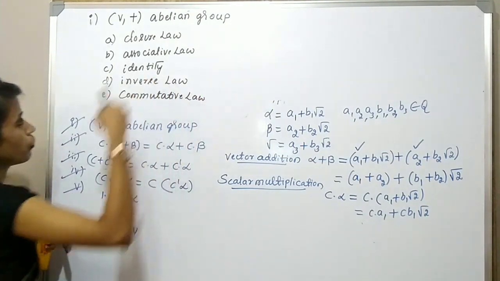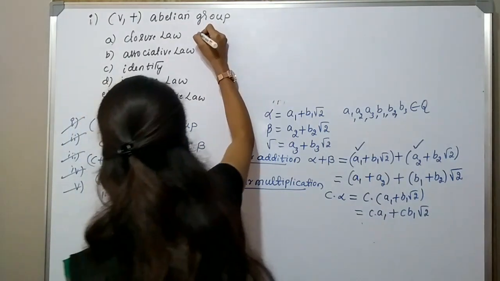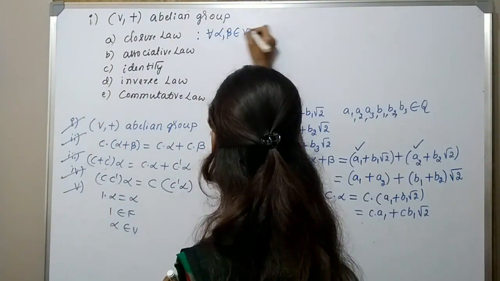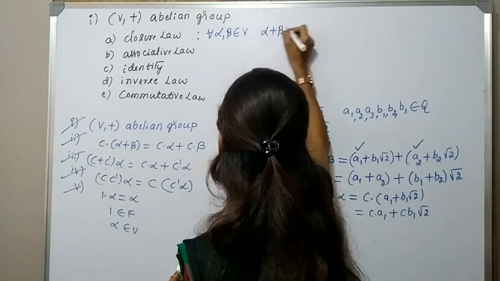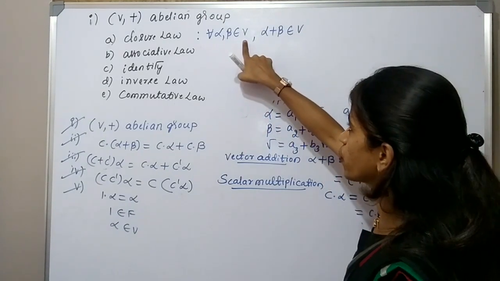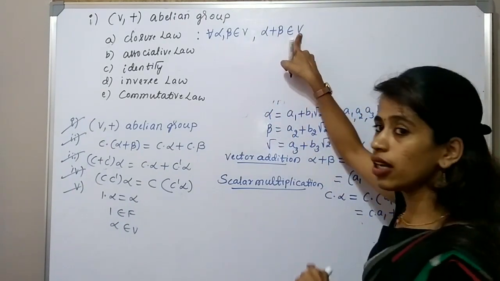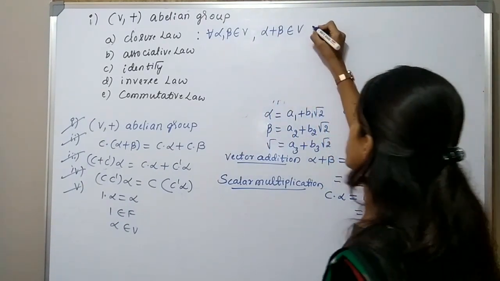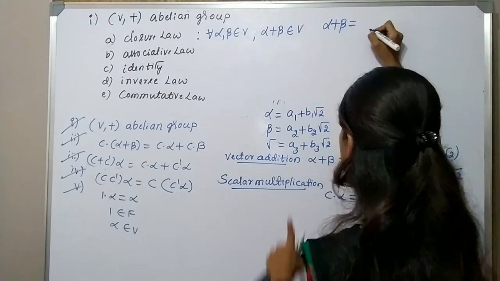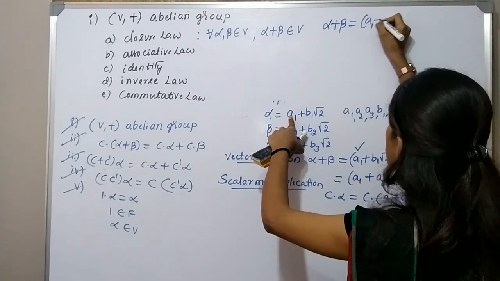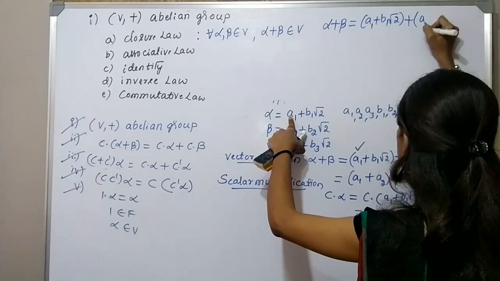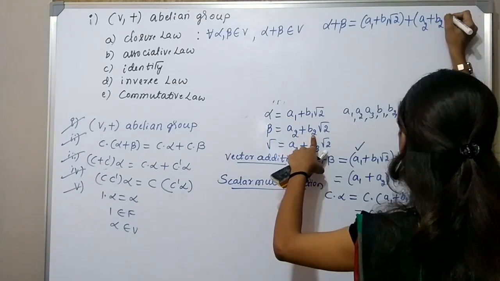Okay. So first, closure law. For all alpha, beta belongs to V, alpha plus beta also belongs to V. This is the closure law. For all alpha, beta belongs to V, their sum must be in the given set. So alpha plus beta is equal to what? What is alpha? A1 plus B1 root 2, plus what is beta? A2 plus B2 root 2.